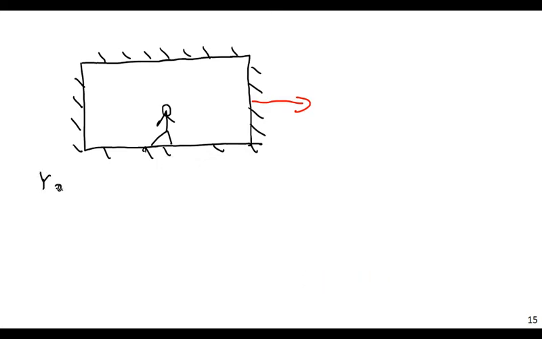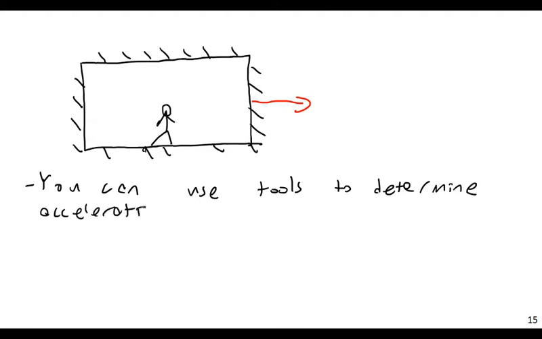You can use various experiments or tools or your own senses, whatever, to determine acceleration. There is no way to determine velocity, assuming it's a perfectly sealed box. Now, yes, if there was air rushing past and you could hear the wind, something like that, but if you are in a truly sealed box and you cannot see outside, there is no way to determine velocity.